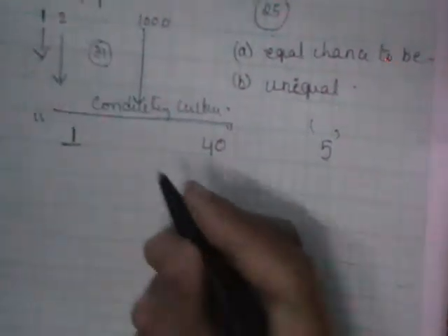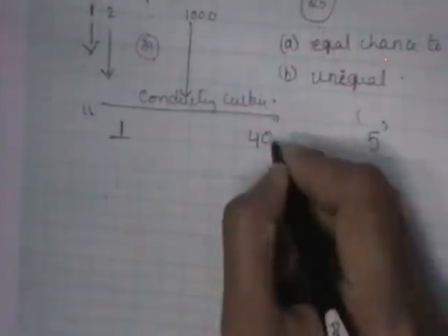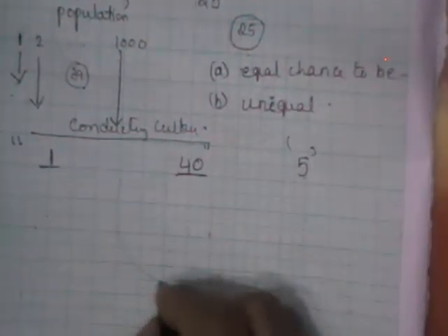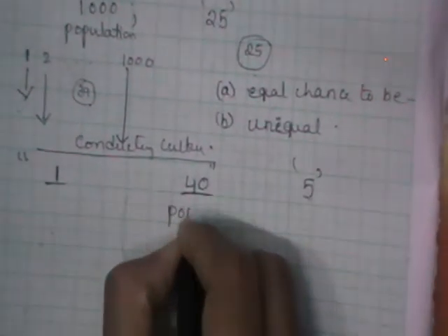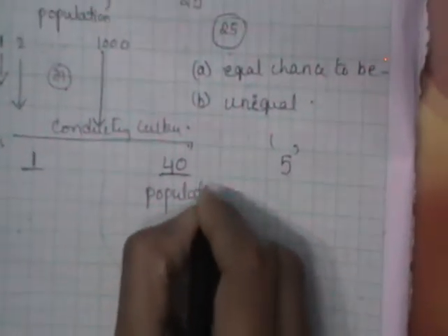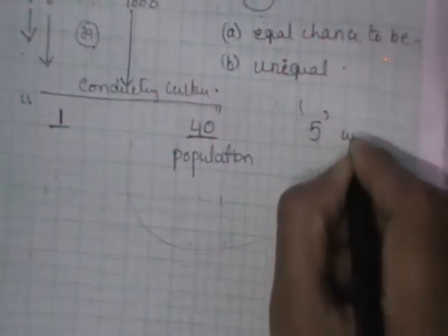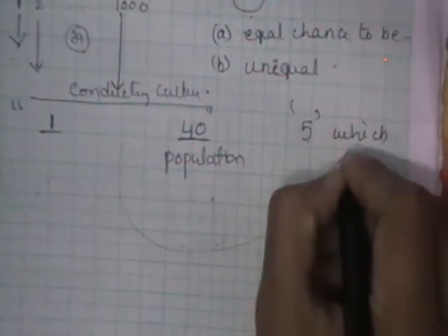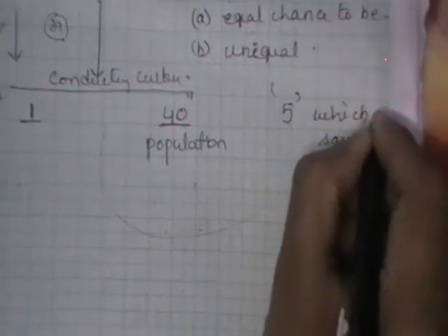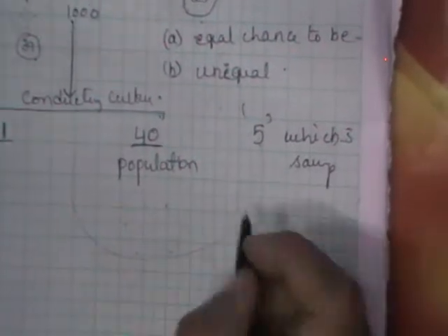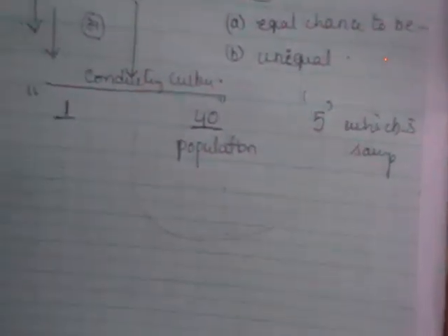Under probability sampling, let us say the first student up to 40 students is the population, am I right? I want to collect a sample of size 5. So which 5 students are to be included in my sample to draw the conclusions?